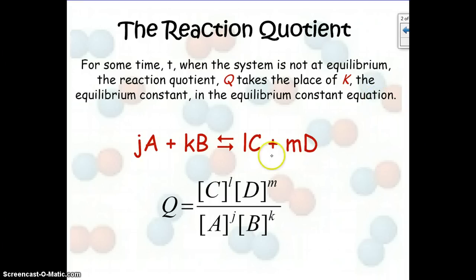The reaction quotient Q will take the place of the equilibrium constant K in the equilibrium constant equation. So you still have the same reaction that we used when we talked about equilibrium constants, but now instead of this being equal to K, it's equal to Q. So when we're not at equilibrium, we'll call it Q. When we're at equilibrium, we'll call it K.